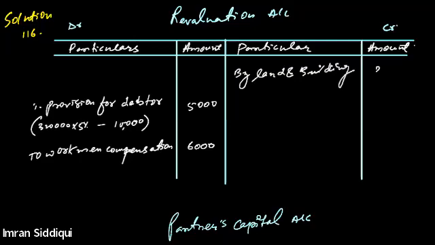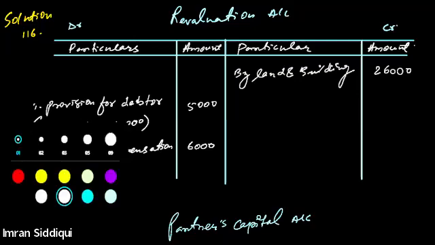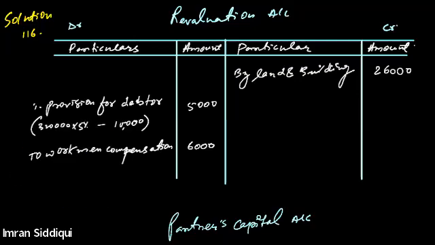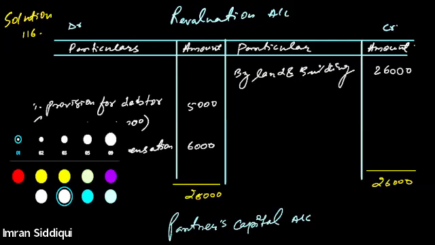Land and building 26,000. Okay. Now I think when you calculate the profit, you will be able to find out the correct profit. So 26,000 minus 5,000 and 6,000, the remaining amount will be 15,000, right? And then we will distribute 15,000 between the partners.